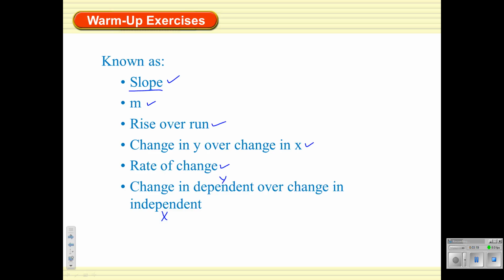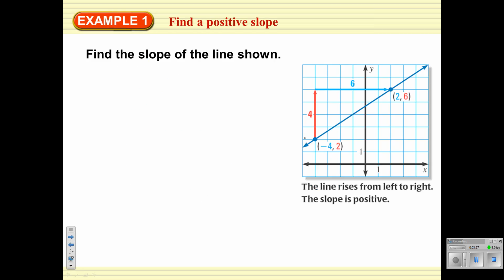Okay? Think of a hill. Think of the slope of a hill or a ramp, that type of thing. That's what we mean by slope, the way something slopes. Okay? So, here's our first example. Find the slope. Notice from left to right, this one is going uphill. It looks like it's going uphill. And we're going to find the slope, or how steep it is, or the rate of change.